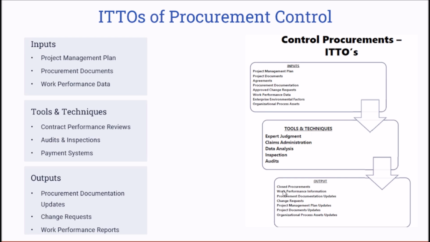The output here you have is the closed procurement, where you have received all of these equipment or deliverables from the vendors or suppliers. Now it's time to confirm that all of the vendor or supplier work has been completed successfully. Now you need to close it. Then work performance information, procurement documentation updates if needed, change requests, and other project management plan updates.